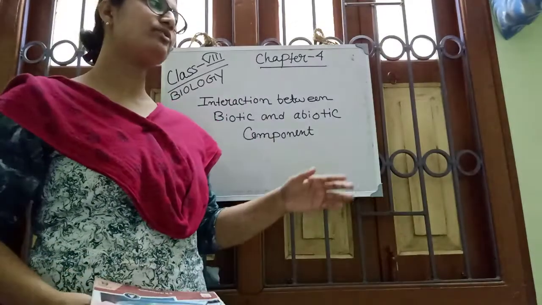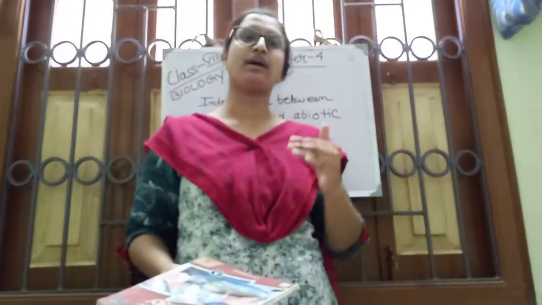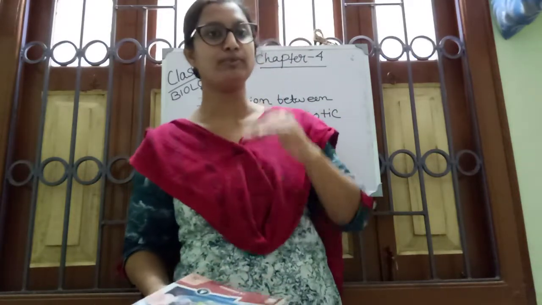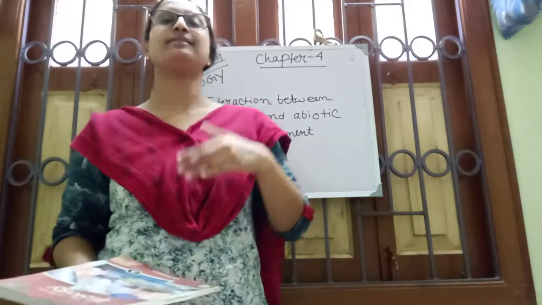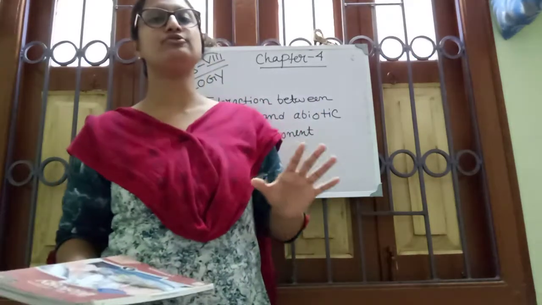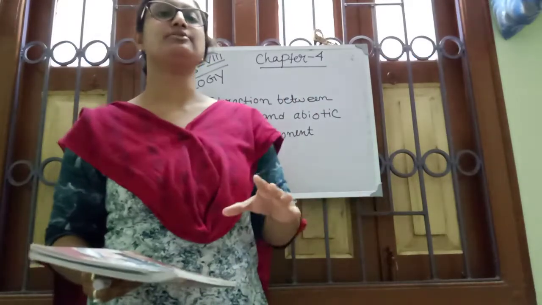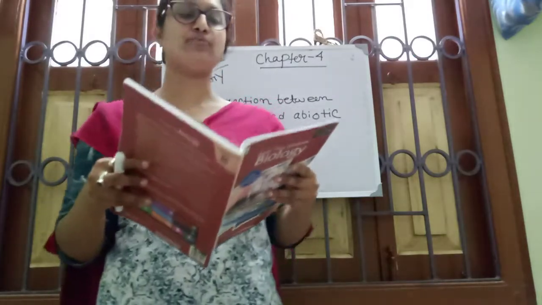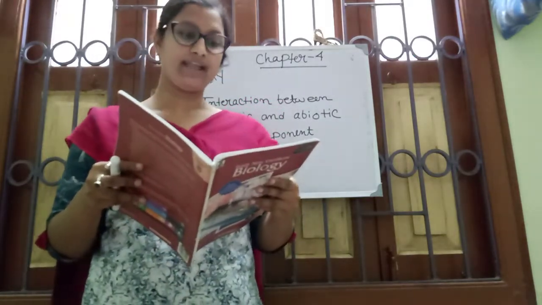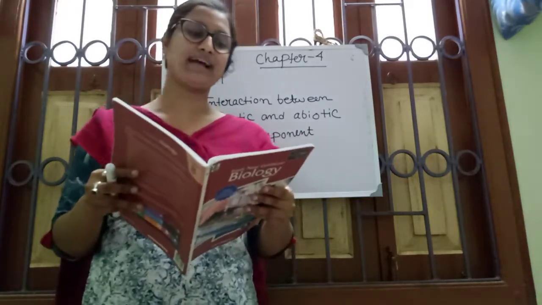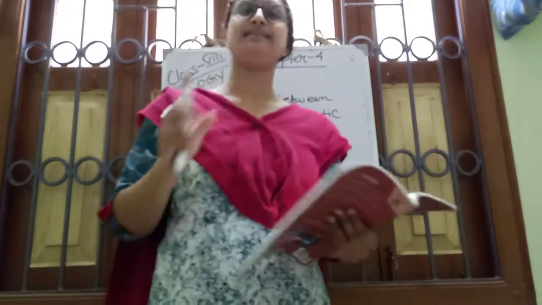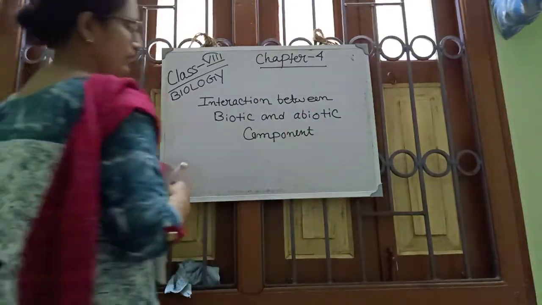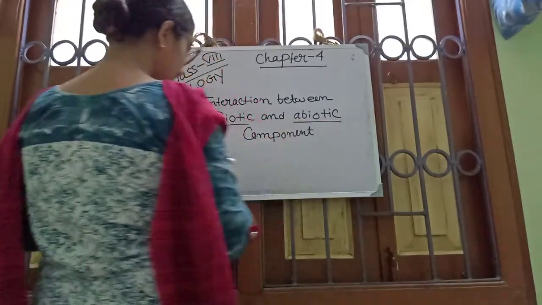How is the interaction? First, the abiotic component supplies the nutrients to the biotic component, the producer. The producer prepares its own food and prepares food for the consumer. After that, producers and consumers die, mix with the soil and transform into simple substances. They are put back into soil, air and water, and the nutrients are again absorbed by the producer. This cycle is repeated again and again. This is the interaction between the biotic components and abiotic components.